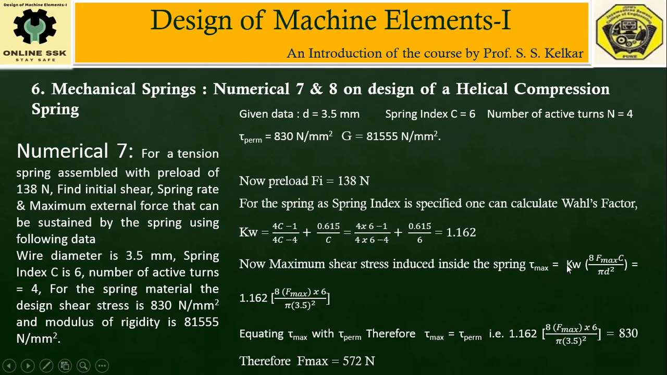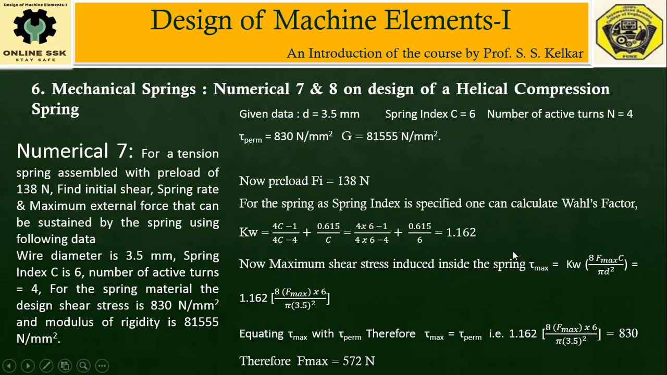Now tau is given by Kw 8 times F C upon pi d square. If we want to find out maximum tau, then we have to use maximum force Fmax. If F is equal to Fi, tau is equal to tau i. If F is equal to F1, tau is equal to tau 1. If F is Fmax, tau is equal to tau max. If F is Fmin, tau is tau min. So based on the value of F, value of tau is calculated.